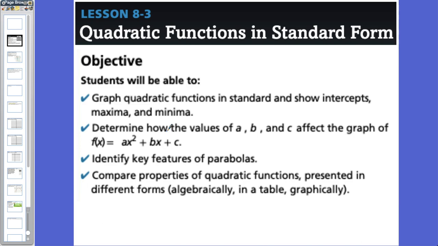We're going to identify key features of parabolas. That's kind of the same thing it says up here. We're going to show the intercepts and the maxima and minima. And compare the properties of quadratic functions presented in different forms. Every form has its strengths and weaknesses. So when we see a formula written out, there are certain things we can tell. When we have a table, those things look a little different. And then on a graph, they look a little different again. So how do each of those things work for us?